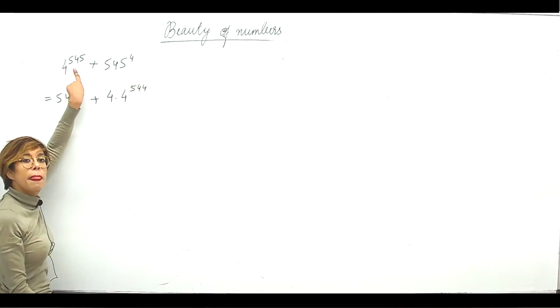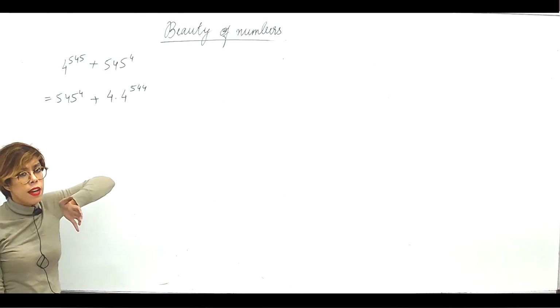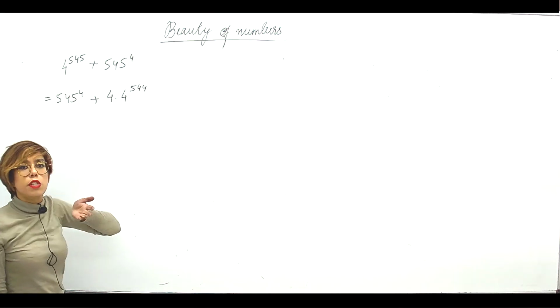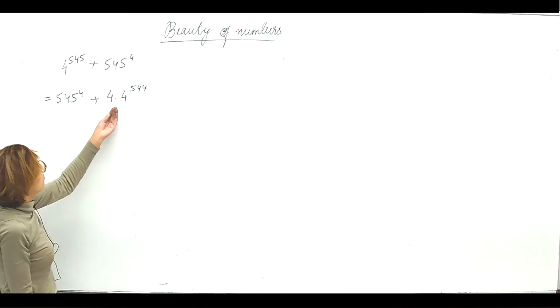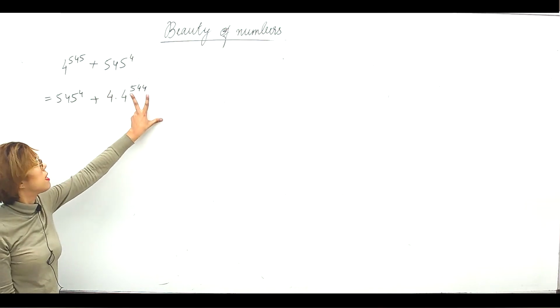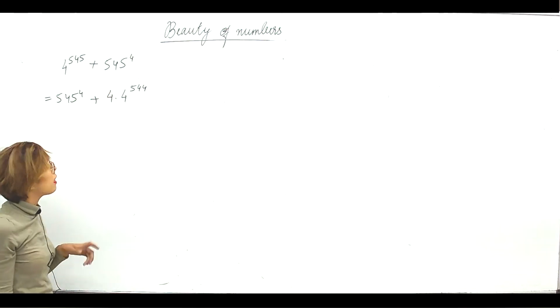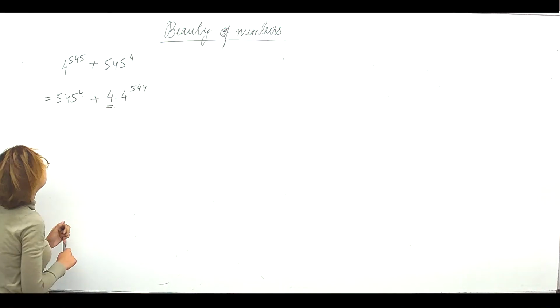So you will be perplexed: why suddenly are you doing it? Very valid question. Factorization is not written yet. First of all, 545 is near to 4, so I wrote it like this. Now what next? Now this 4 has come to the side.